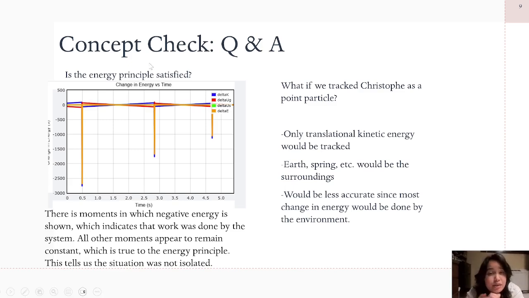A question I had in mind was, what if we tracked Christoph as a point particle? In that case, the system would only be Christoph, and the external surroundings would be the wall, air, earth, and the spring. So only translational kinetic energy would be tracked, and it would be less accurate since most of the changes in energy would be done by the environment and not by Christoph. So it would be a lot harder to see these changes.